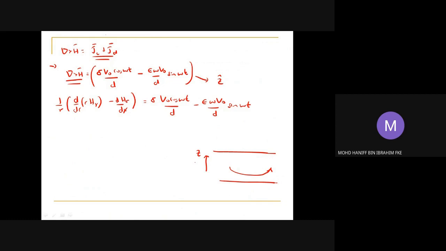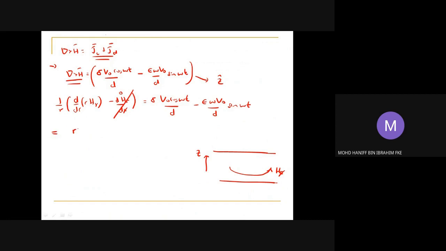So based on that argument, your magnetic field will only be in the phi direction. From this left hand side, the term of H R can then be dropped, because we have agreed that the H field will only be in the phi direction based on the right hand rule. Okay, so for this, we can proceed with this integration straight away.